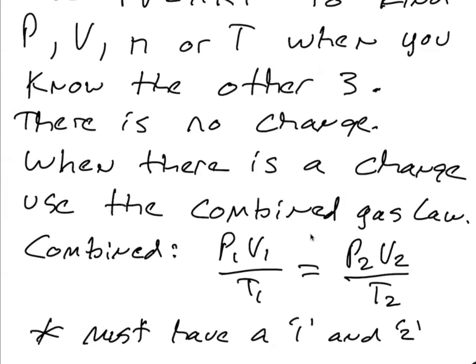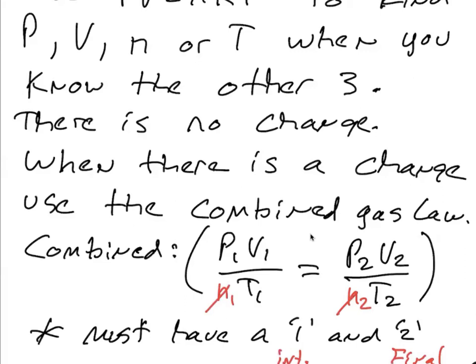The combined gas law, technically you could also add moles to it, but usually you don't add gas. This is the straightforward combined gas law, but technically the book talks about n1, n2. Usually if you don't add any gas, those drop out and you get the one that we talked about. So for the combined gas law, you have to have a 1 and a 2. You have to have an initial and a final temperature, pressure, volume.